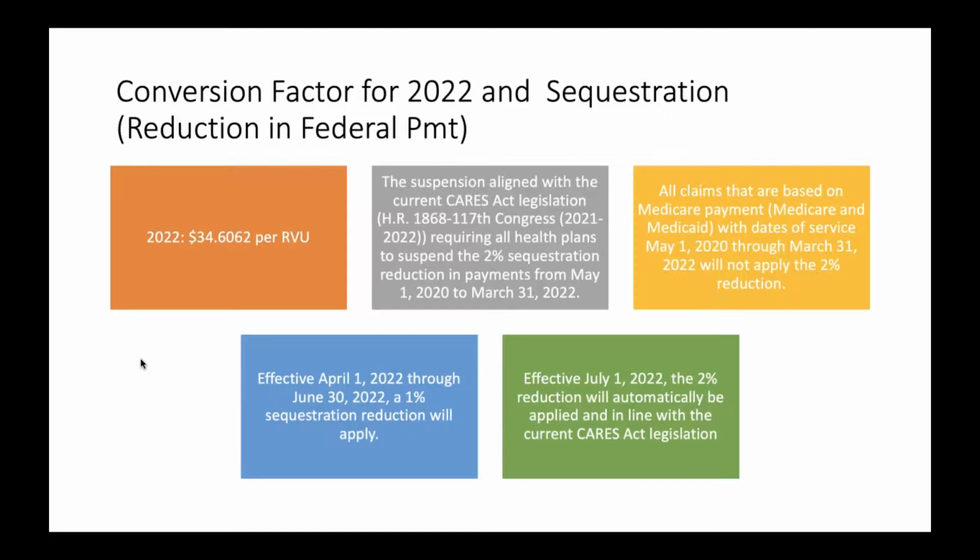So the CARES Act also required all health plans to suspend that 2% sequestration reduction in payments, which was part of something else, as opposed to the usual keeping Medicare budget neutral. So this is the fun part. If you're looking at the gray square with me, look at it with me. They're suspending the 2% reduction in payments from May 1 to March 31st, 2022. Well, what does that mean on April 1st? Yeah, April Fools.